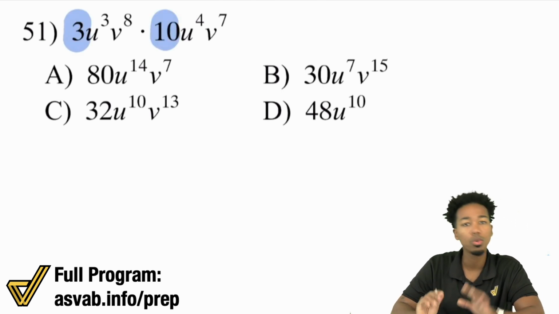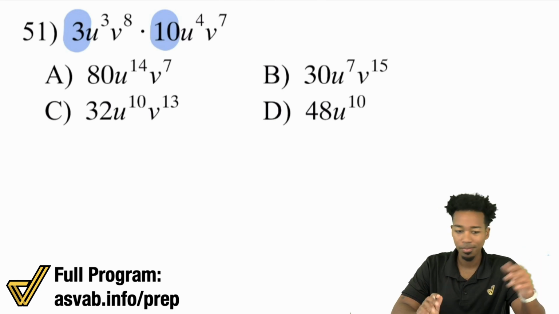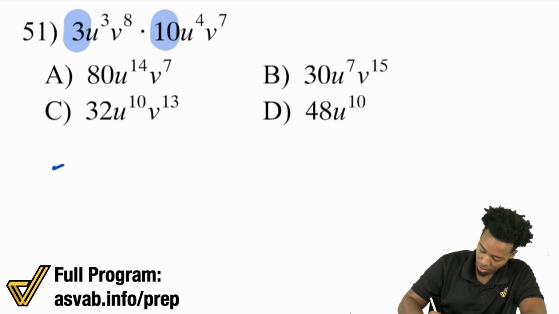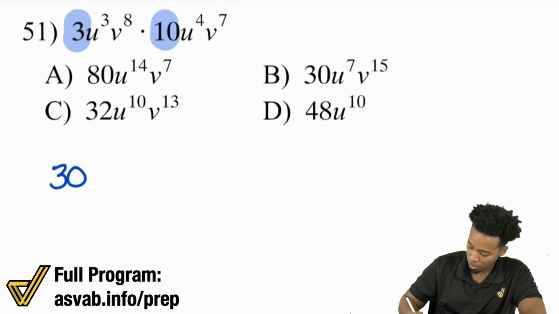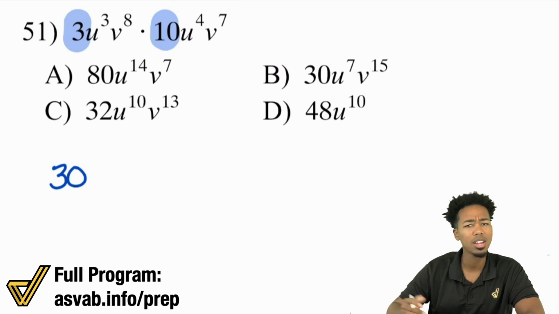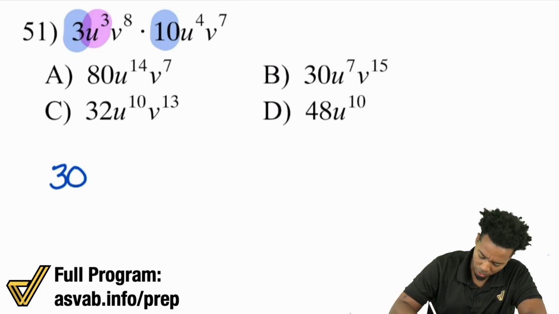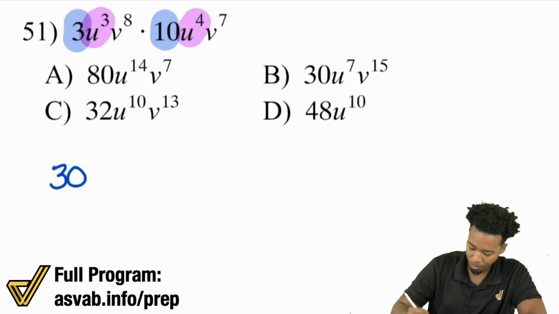Again, nice, calm, cool, and collected. Deal with the numbers first. 3 times 10 sounds good. That'll be 30. Then we deal with the other variables and try to do it in alphabetical order. So u comes first, so I'll deal with u cubed and u to the power of 4.